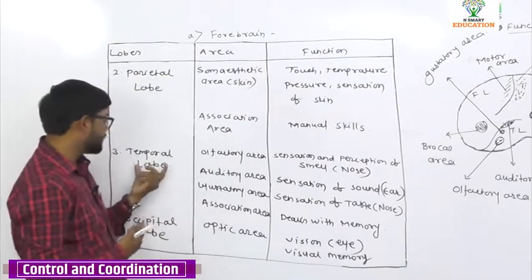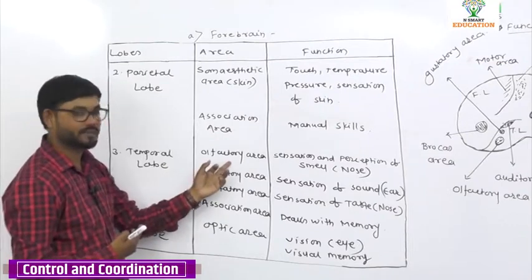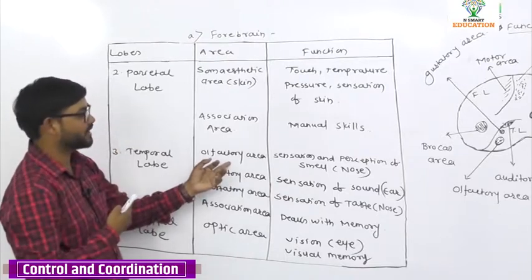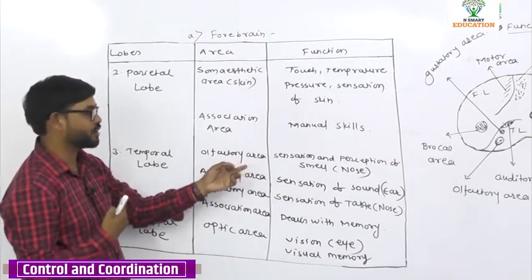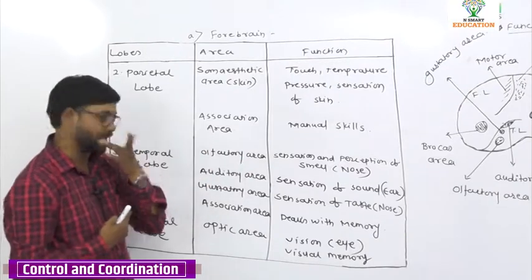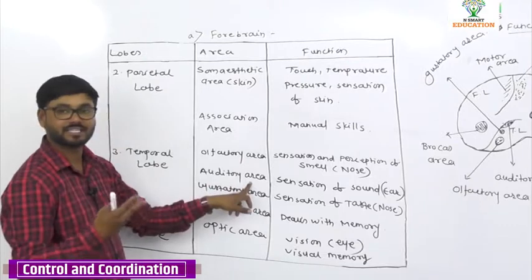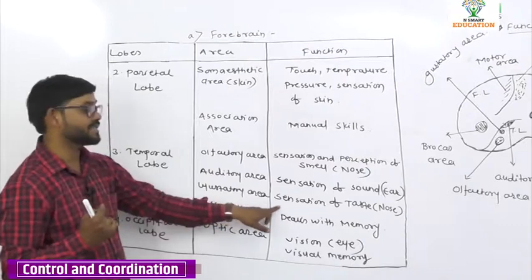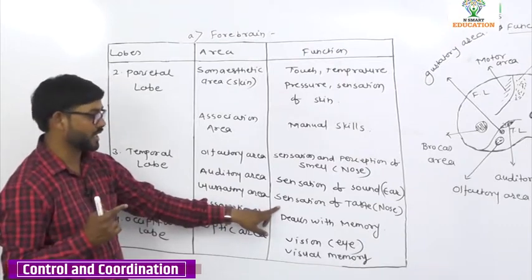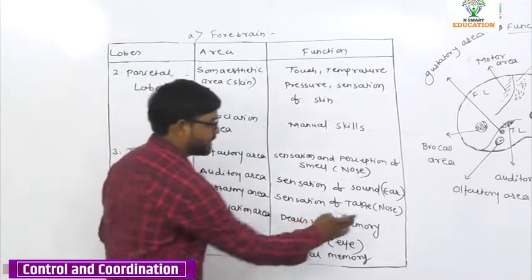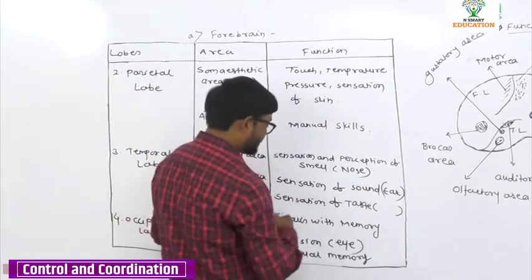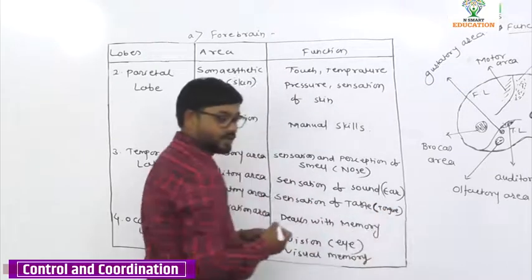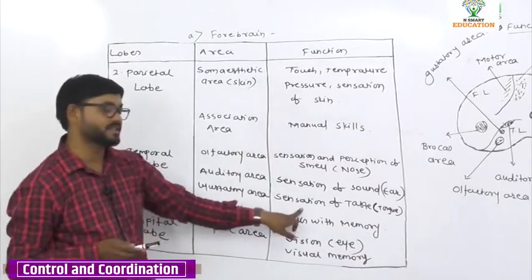Okay, then in the temporal lobe, the olfactory area is present, that is the sensation or perception of smell, which I have already discussed. Okay, so that is the nose. Then the auditory area, sensation of sound by the organ, the ear. Okay, gustatory area, sensation of taste, sorry, not by the nose; sensation of taste is by the tongue.